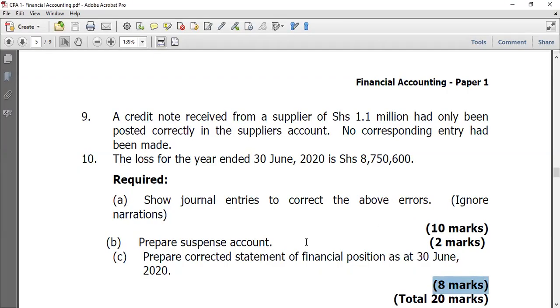Why don't I give you this as an assignment? Since time has gone, why don't you do this on your own and share your solutions on the WhatsApp group? So just draw the corrected statement of financial position and take a picture of your answer of your book and put it on the chat box. You may not do it right now.